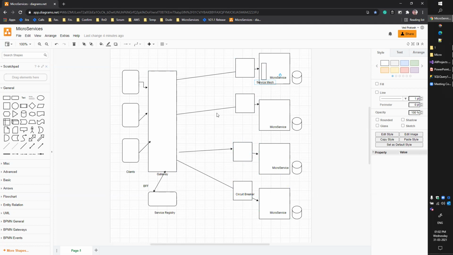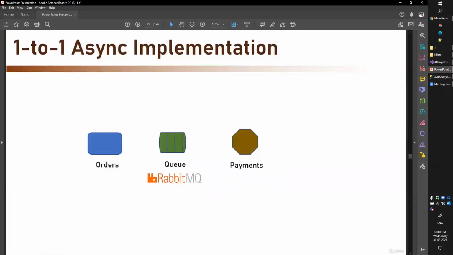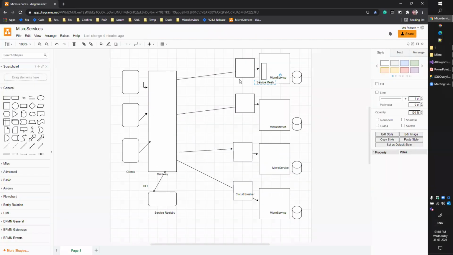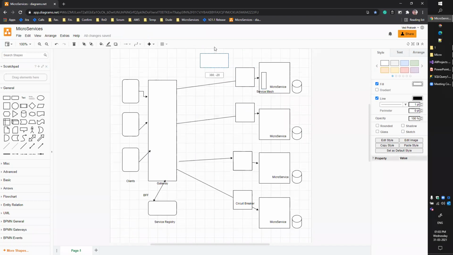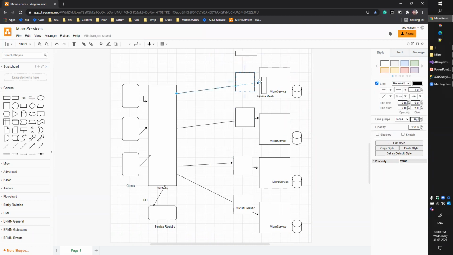So we have to bring a queue into the picture. As you can see here, we have brought in queues as well. Mostly the widely used tool here is RabbitMQ. So let me create the queue somewhere here. So this is your queue. Now instead of this arrow going here, it will go to this queue first. It means this service will listen to this queue.